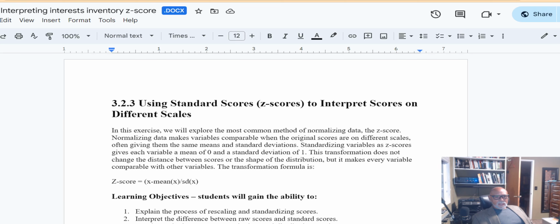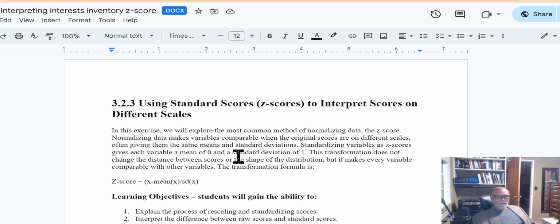Hello students, we're going to start now on assignment 3.2.3, which is using standard scores or z-scores to interpret scores on different scales. And you should have already read that chapter in your textbook.